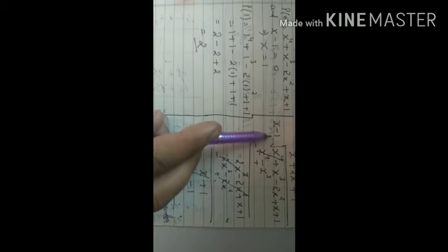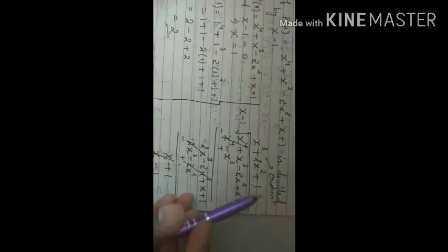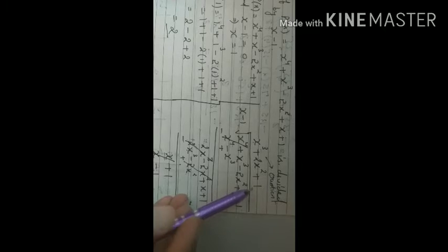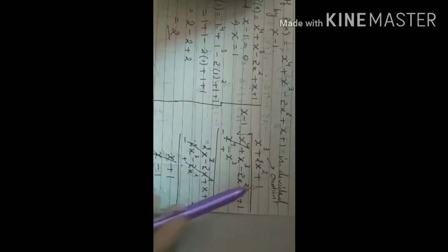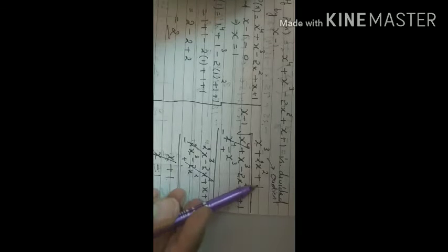Now we divide x plus 1 by x minus 1, and here the first term is x. When we divide x by x we get 1, so we take 1. Clear? Because 1 into x is equal to positive x and minus 1 into 1 is equal to minus 1. Then we change the sign, positive to negative and negative to positive.